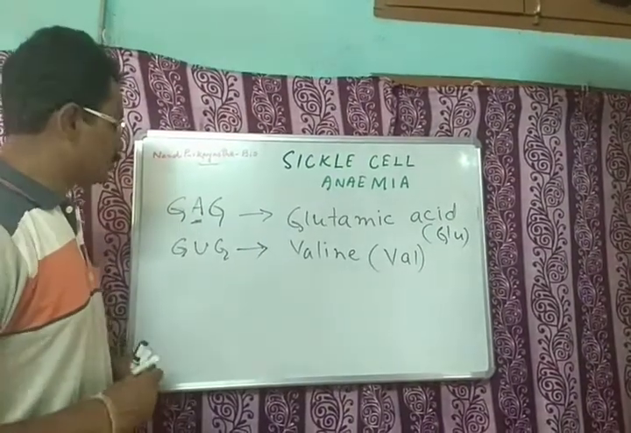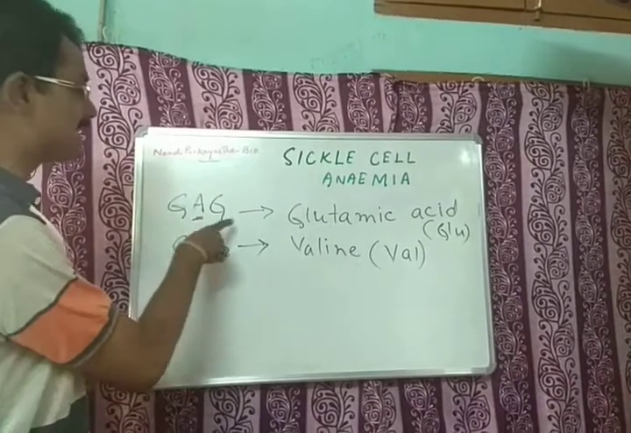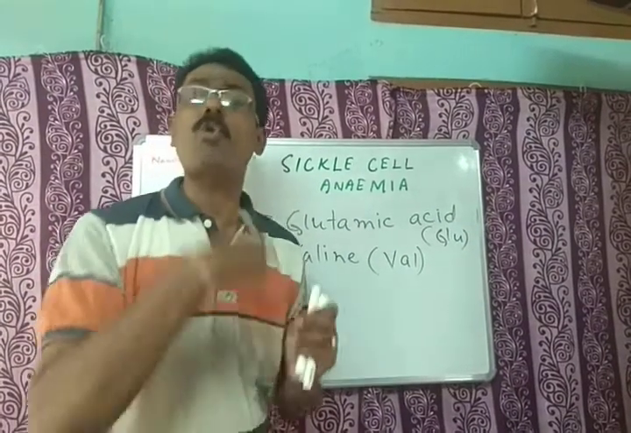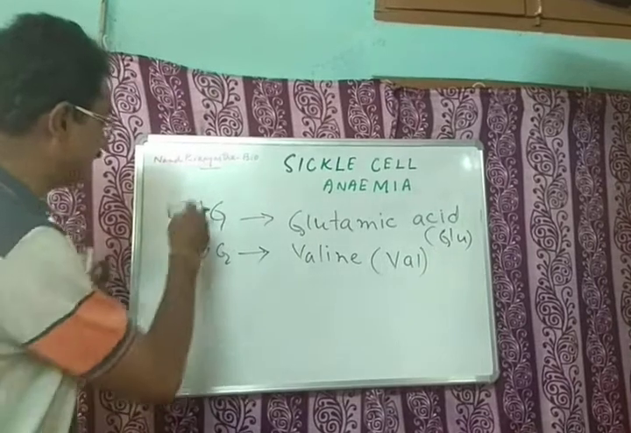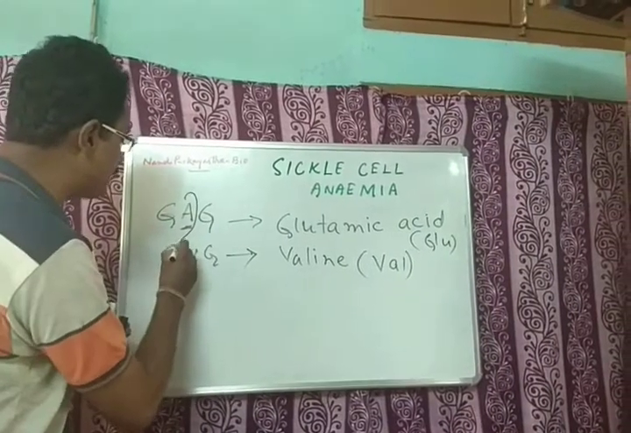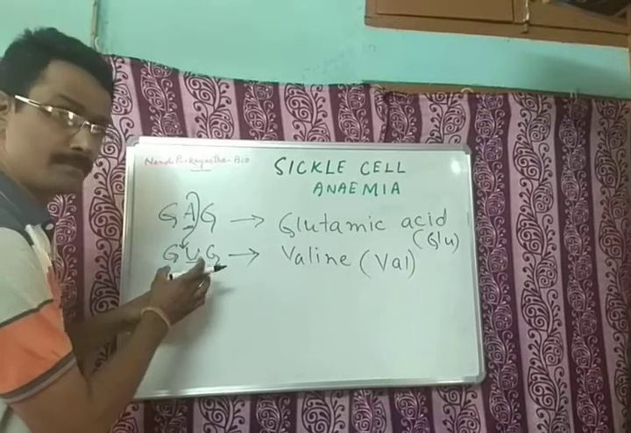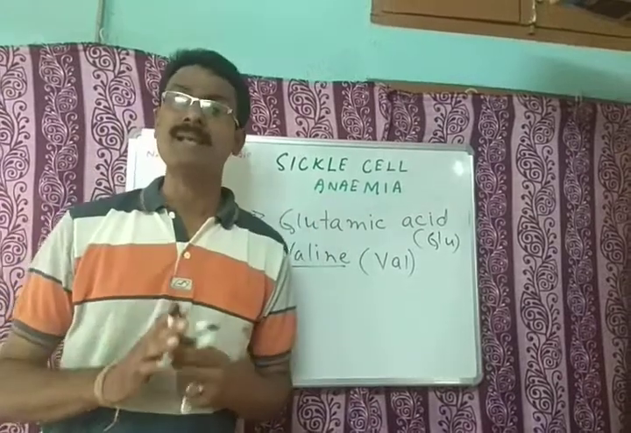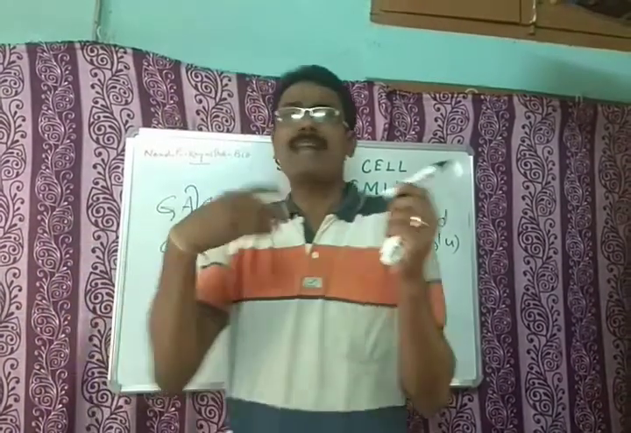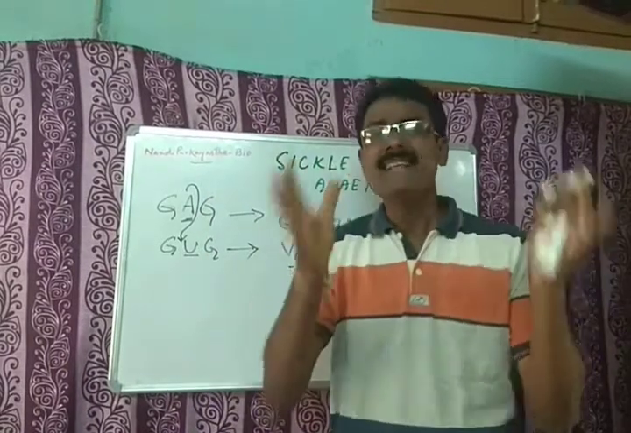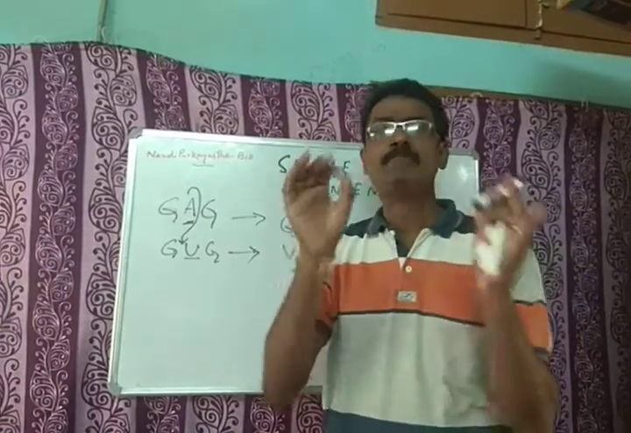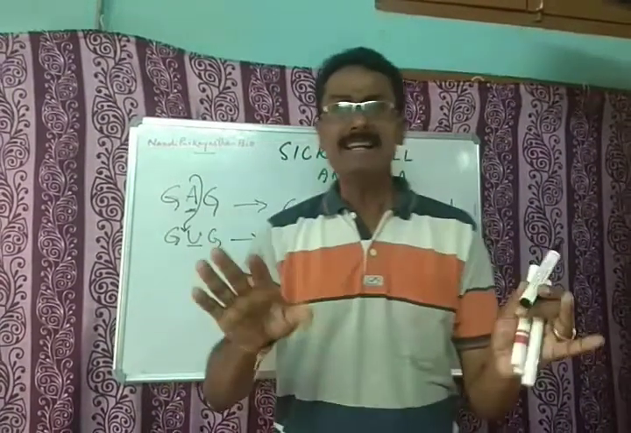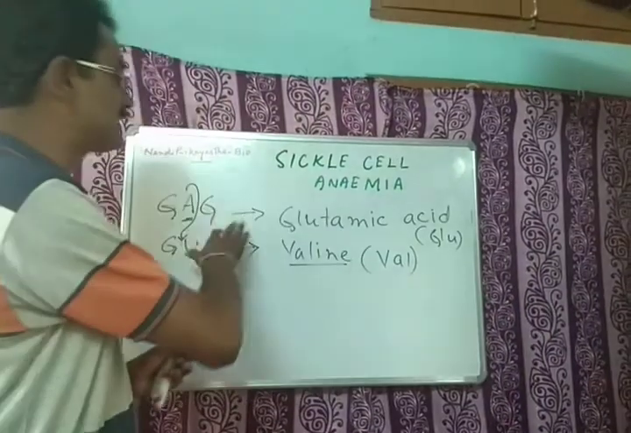Got it? So what is happening? The glutamic acid that was needed to be produced is substituted, because this A is altered and becomes U in the triplet base, and it leads to the formation of valine, which creates a problem. Another most important thing: it happens at the 6th position of the beta globin chain of the hemoglobin. Clear? So this is related to sickle cell anemia.